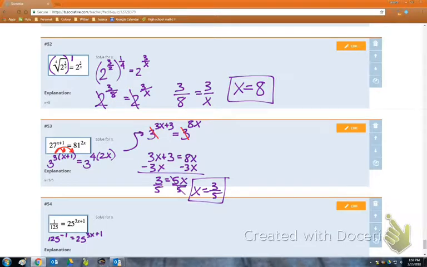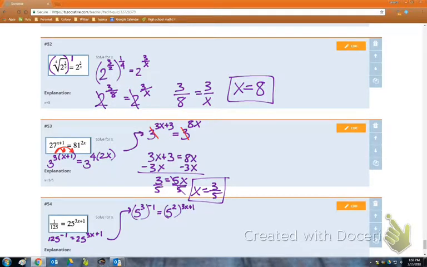If I rewrite them, I can rewrite them both with a base of 5. So over here, 125 is 5 cubed. So if I write it up here, that's 5 cubed to the power of negative 1 equals 5 squared to the power of 3x plus 1.